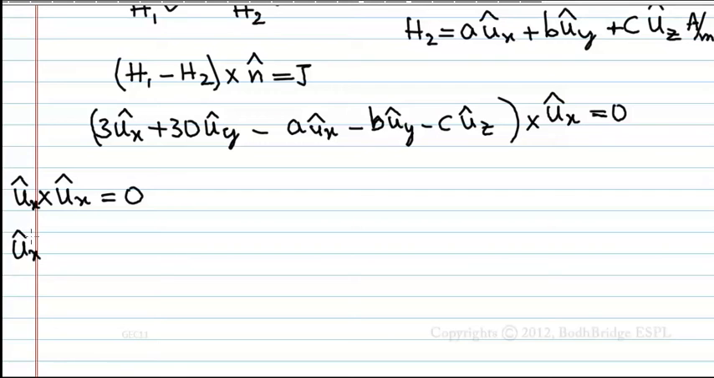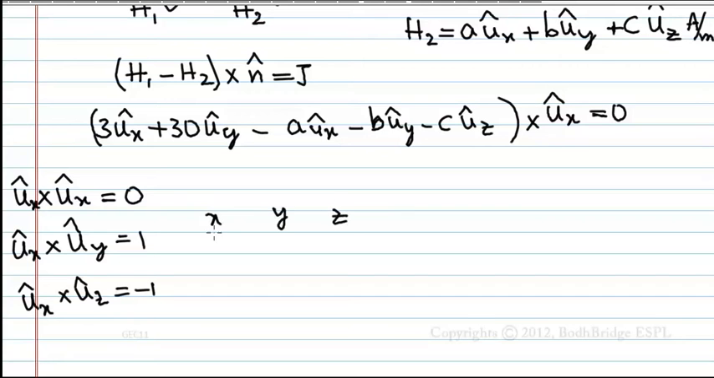Ux cross uy is how much? It is 1. Ux cross uz is how much? Minus 1. X, y, z: x into y is 1, y into z is 1, z into x is 1. Xx is 0, yy is 0, zz is 0 in terms of cross products.